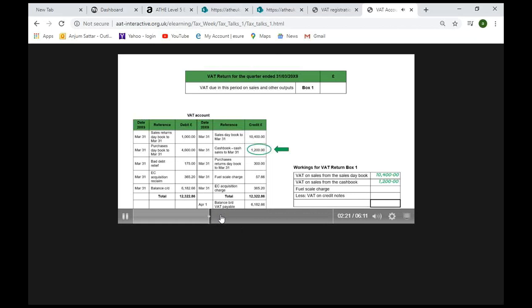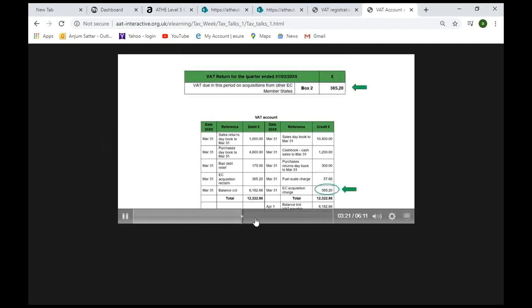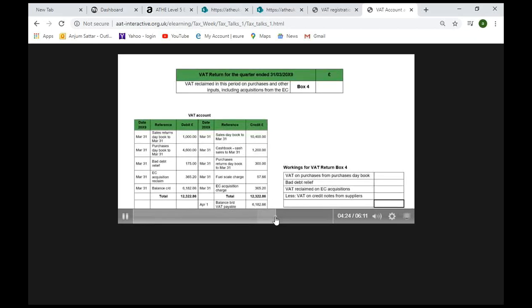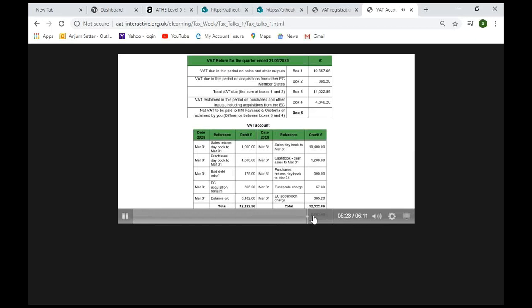From the credit side of the VAT account, you will see how much it is. So this is a good one to watch. So what goes in box 1, box 2, box 3, yes?